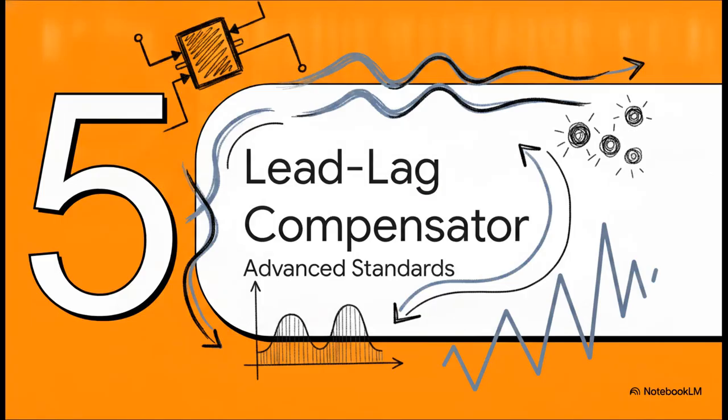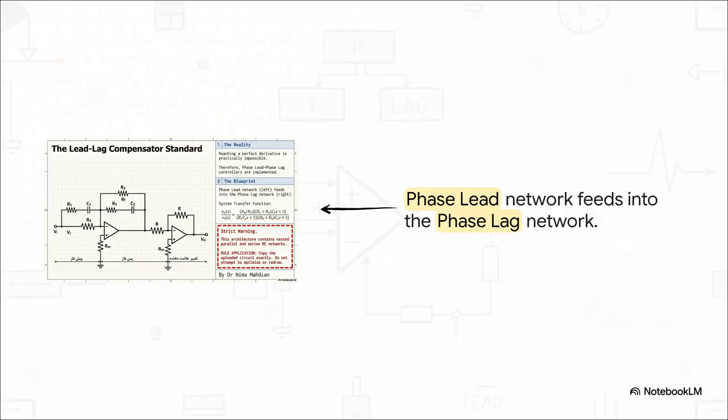All right, Section 5, lead lag compensator, standard. Time for some advanced standards. Now we have to face the realities of high-level control. Because a perfect derivative is so hard to achieve, we often use this, a phase lead network feeding directly into a phase lag network. This creates a nested parallel and series RC architecture. The system transfer function here is highly complex. It manipulates phase angles to stabilize really difficult, stubborn systems without accidentally amplifying all that high-frequency noise.